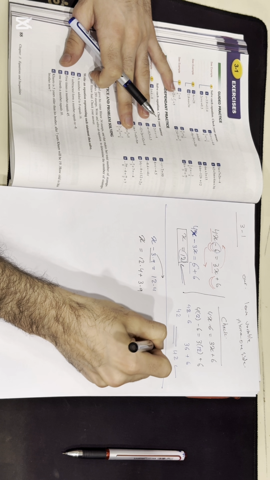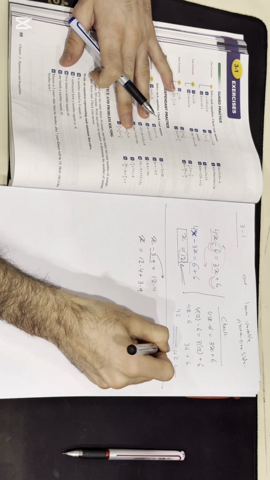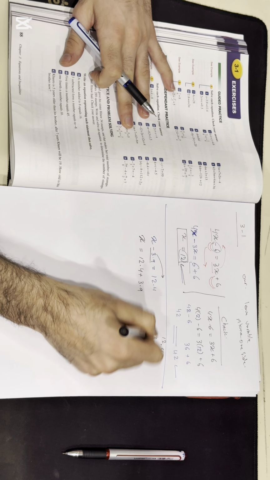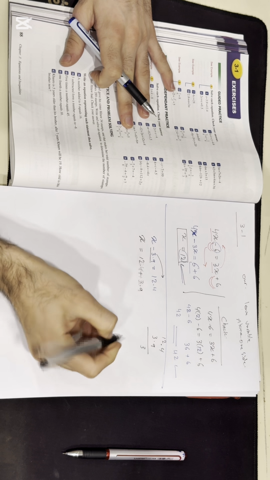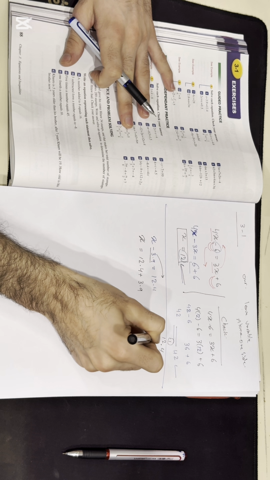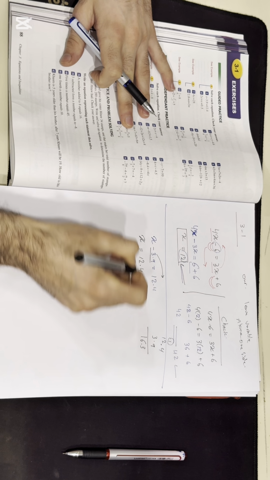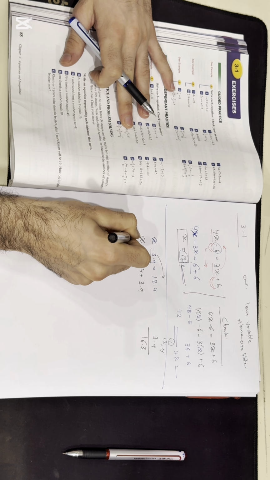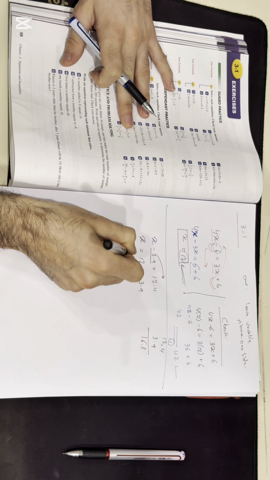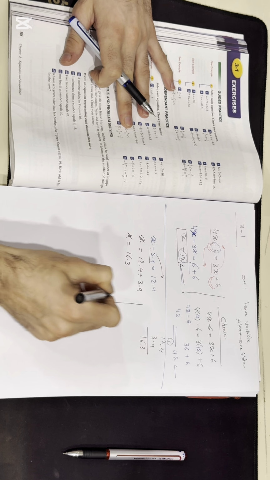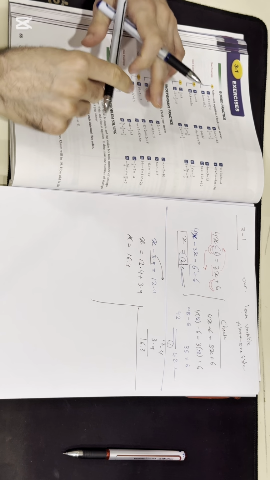We already studied this one. We said 12.4 and 3.9. So 4 plus 3, 9, 31 here. Then 3 and 3, it will be 6 here and 1 here. So the answer will be, so x equal to 16.3. So that's how you're going to find the value of x.